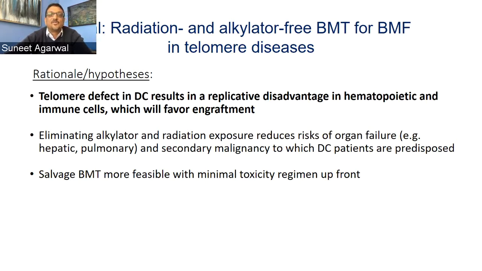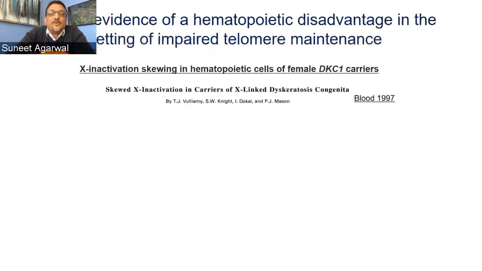So just going back to the first point, what is the evidence for the telomere defect in DC cells resulting in a replicative disadvantage? And this is not modeled easily in any type of preclinical animal model, but the evidence comes from human genetic studies and also experiments, which are essentially transplant.